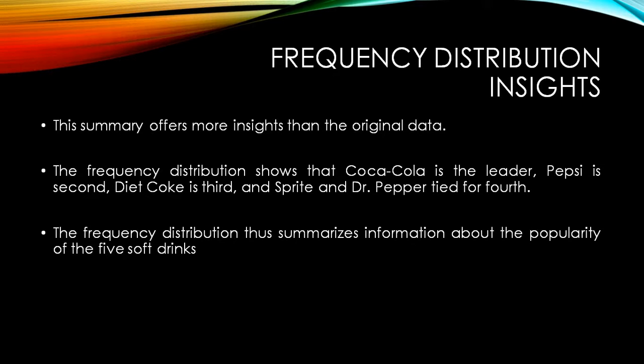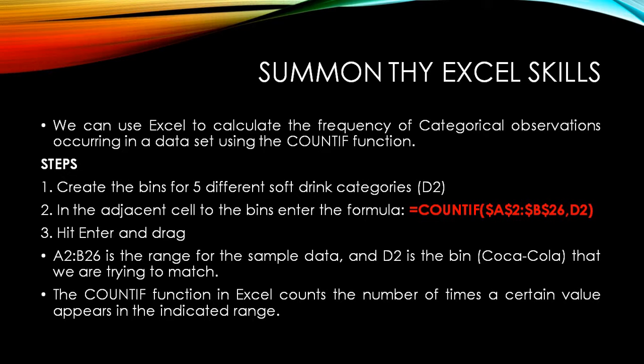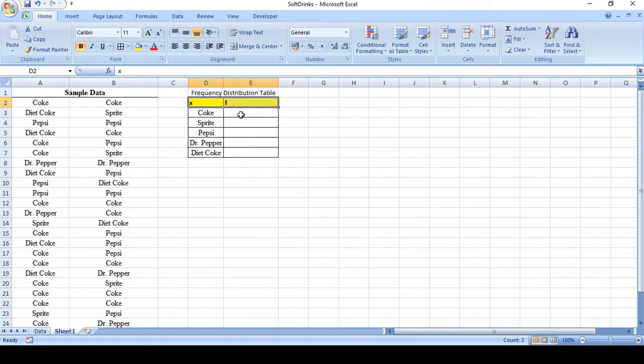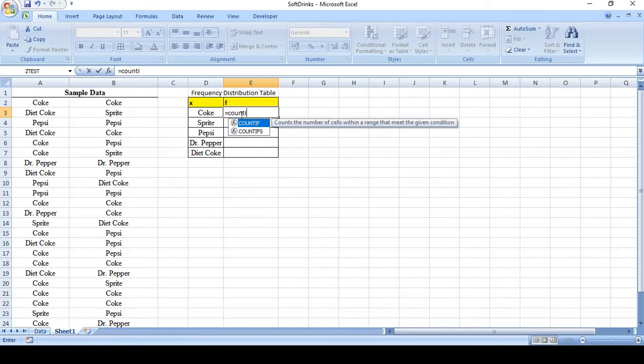How do I create that simpler thing? I will be using something called COUNTIF. Getting the point? So how do we create it? Create the bins of 5 different soft drink categories. Now in the adjacent cells of the bins, enter the formula. Equals, I will say COUNTIF.